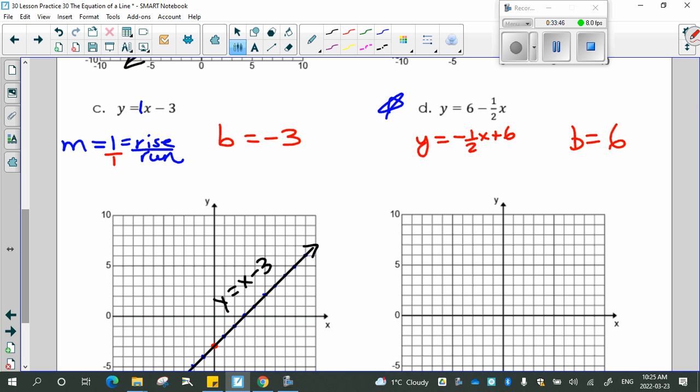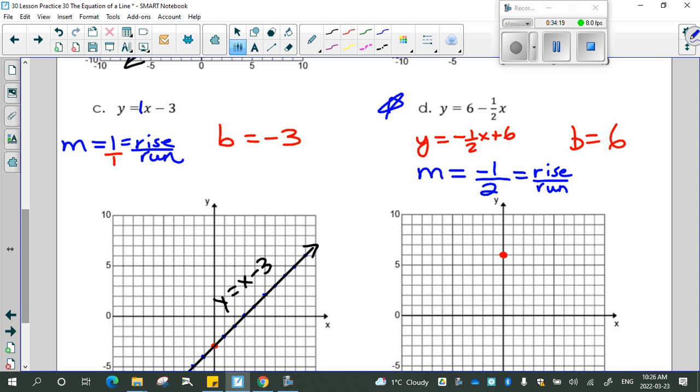So Molly's right, so we're going to go up to 6 on the y-axis, and that's our y-intercept, our initial value, our starting point. We know for sure that's on the line. Now we need to know our slope. So if 6 is our y-intercept, what's our slope number? Negative 1 over 2. Negative always goes with the top number. Awesome. You never have a negative run. You always put the negative at the top, so it's your rise.